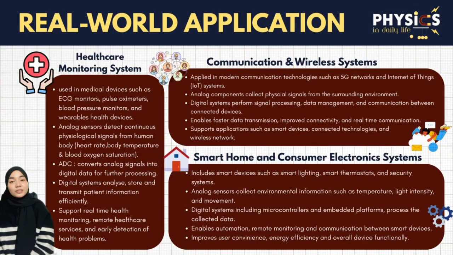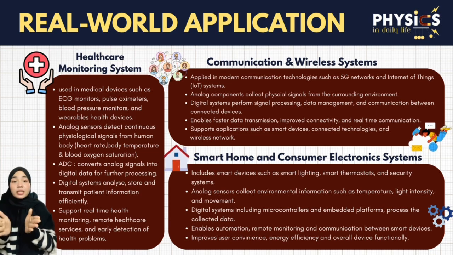And lastly, smart home and consumer electronic systems also use analog sensors to collect environmental information such as temperature, light intensity, and movement. The collected data is then processed by digital systems, including microcontrollers and embedded platforms, to control automated functions and enable remote monitoring. Overall, the integration of analog sensing and digital processing plays an important role in improving the performance, reliability, and convenience of modern technologies.